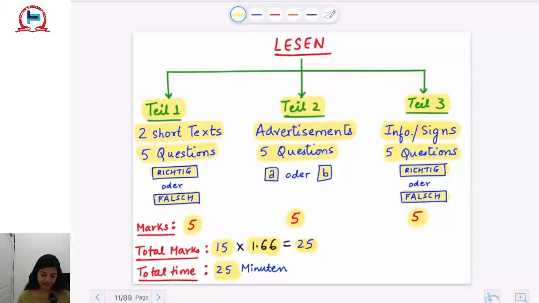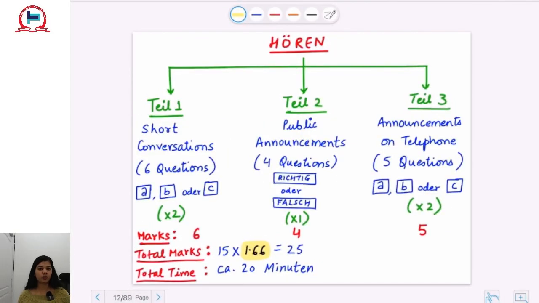Moving on to the next part, that is Hören. Hören is the listening part. This part also has three further Teile: Teil 1, Teil 2, Teil 3.